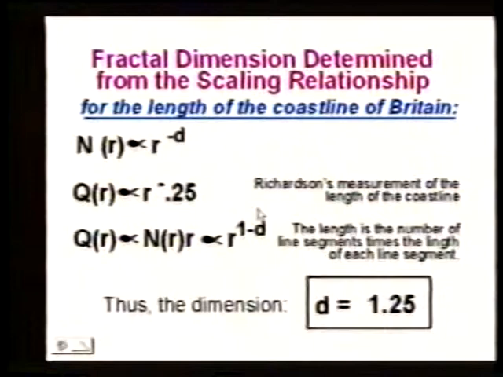If I relate 1 minus d to minus 1/4, then I get the fact that the dimension of the coastline is 1 1/4. And this sort of procedure of evaluating the dimension from the scaling is the most common way dimensions are determined from experimental data. So it's from the scaling relationship, not directly from the Hausdorff-Besicovitch or capacity or anything else. But we can see that we've used this crucial relationship, which comes from the capacity, the Hausdorff-Besicovitch dimension, and the self-similarity dimension, in order to get this property.